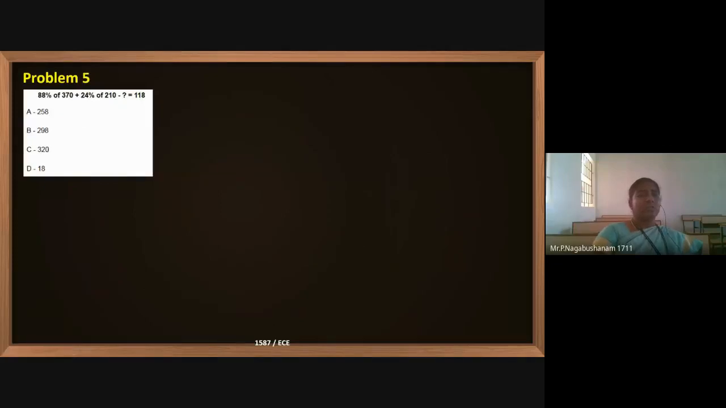So 88% of 370 plus 24% of 210 minus question mark equal to 118. Okay, so now removing the percentage means we have to divide by 100. 88% of 370 plus 24% of 210, removing percentage means divided by 100, minus question mark. So this is the first term, this is the second term, and the third term is question mark equal to 118. We have to find the question mark value.